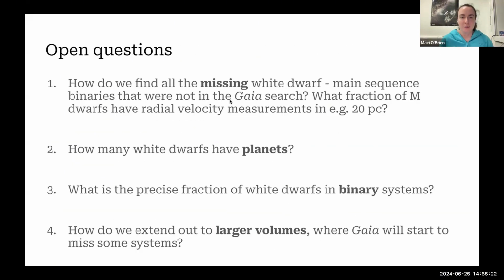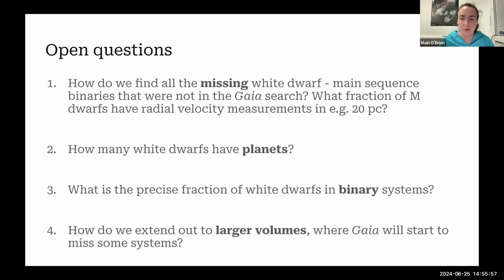Sorry. So some open questions I wanted to briefly cover, maybe for the breakout sessions, is how do we find all of the missing white dwarf main sequence binaries that were not in the Gaia search? And what fraction of M dwarfs, for example, have radial velocity measurements in a smaller volume? So we could check them to see if they have white dwarf companions. Additionally, how many white dwarfs have planets? I think this is a great question to ask with a volume sample because they're so close by that we can actually see resolved planets from things like JWST.